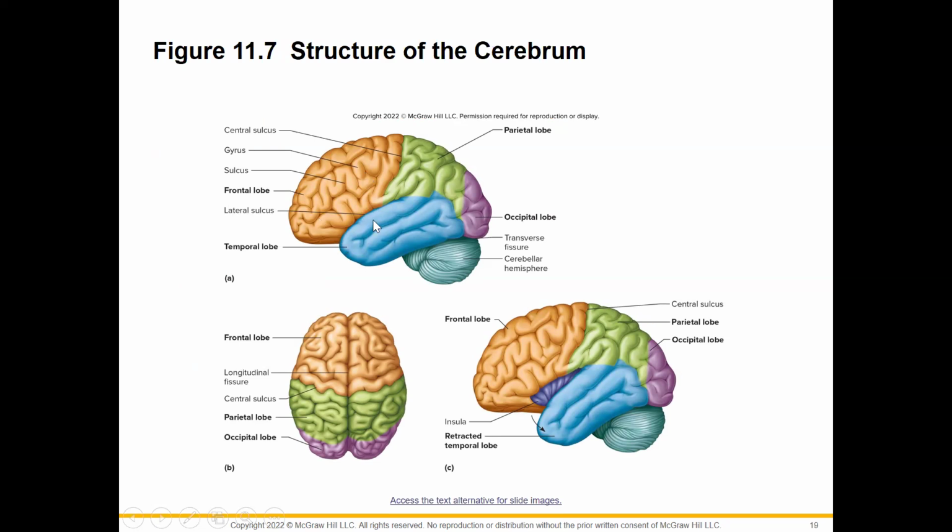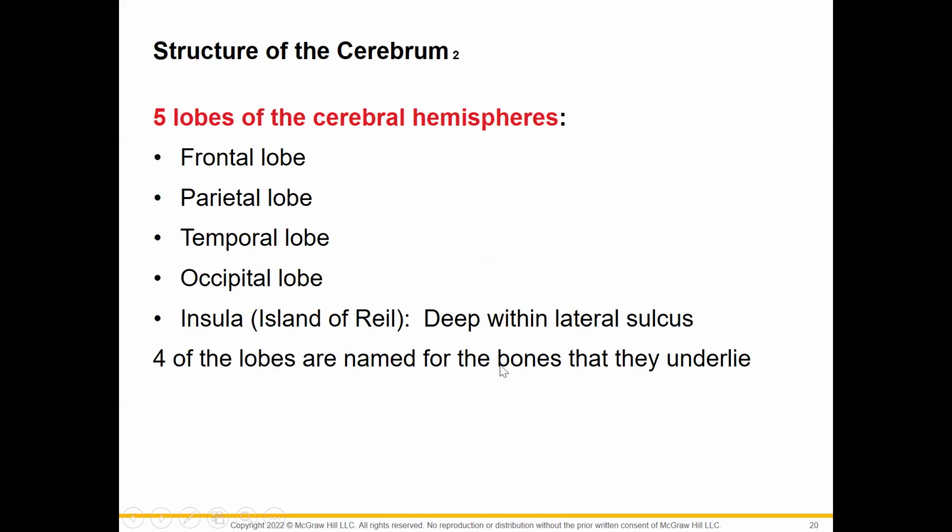When we take the temporal lobe and we pull it back so that you can see the structures deep, that is what this image is, image C. The temporal lobe is retracted so that you can see what's deep to it. That is the insula. That is the 5th lobe of the brain, of the cerebrum.